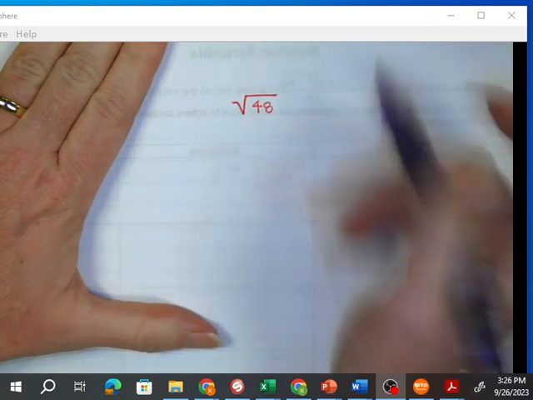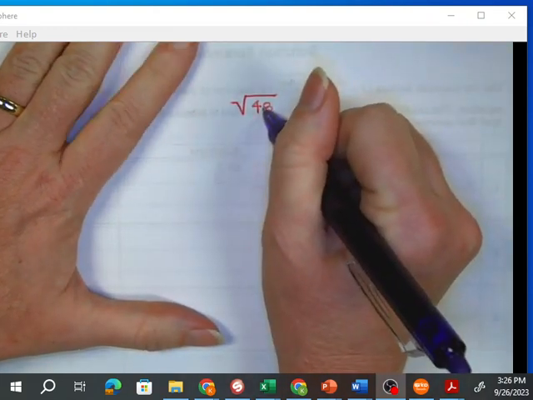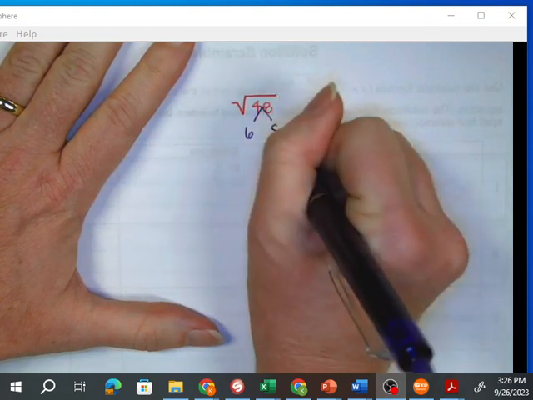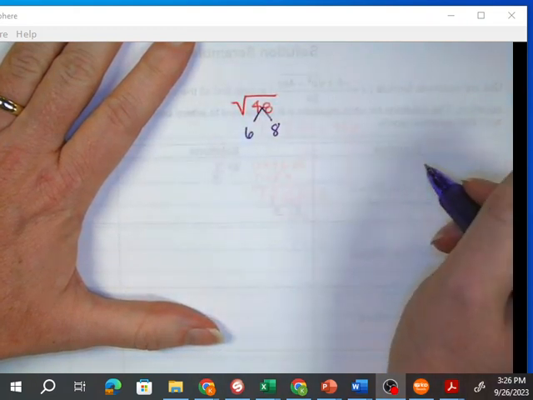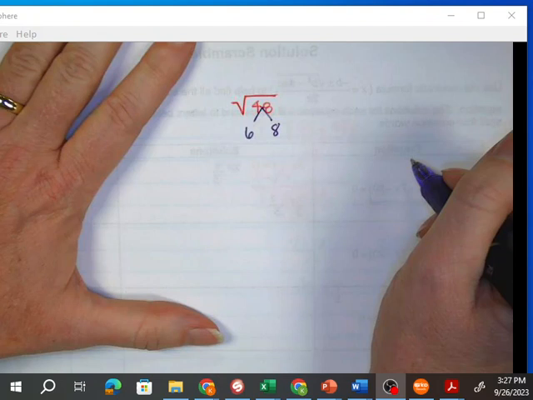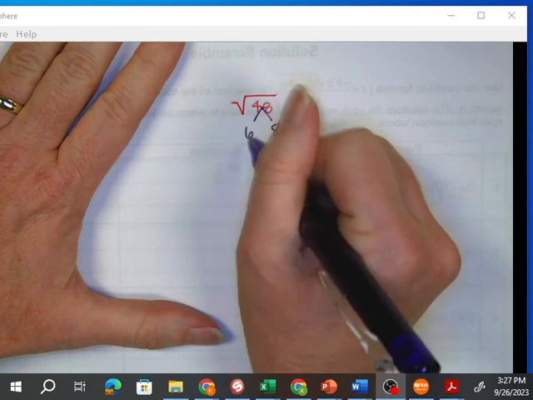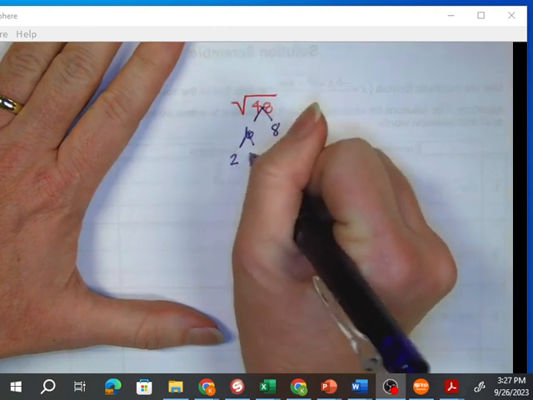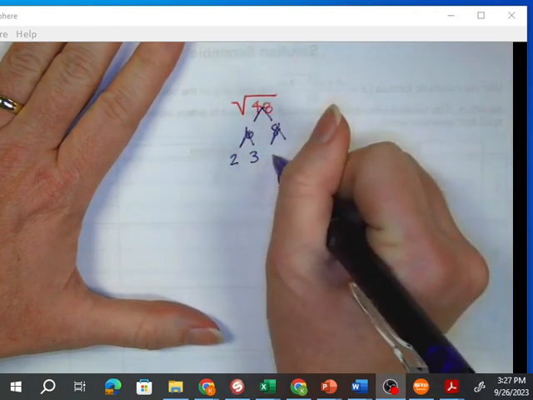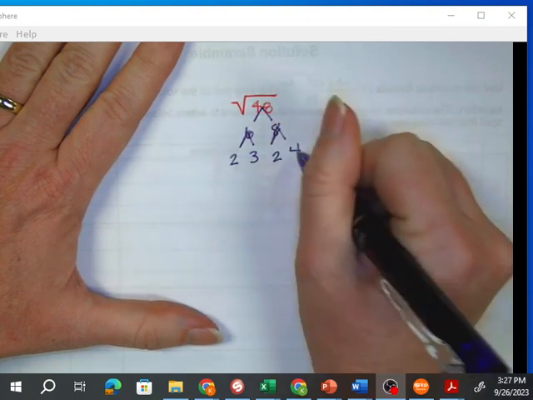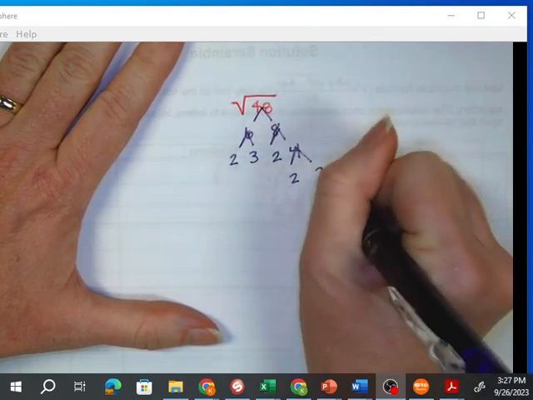So I'm going to pick any 2 factors of the number that I can think of, and I'm just going to use 6 and 8 this time. And I'm going to factor it all the way down to prime factors. That means numbers that are divisible by only themselves and 1, which 6 and 8 are not prime. 6 is divisible by 2, so that'd be 2 and 3. And 8 is also divisible by 2, that'd be 2 and 4. 2 is prime, 3 is prime, 2 is prime, but 4 is not. It can be divided by 2 and 2.